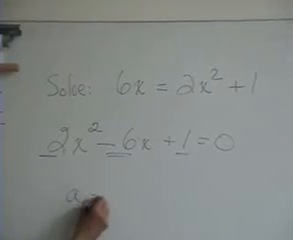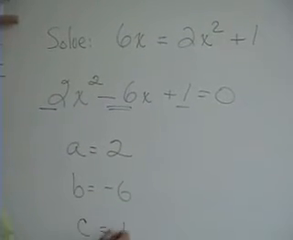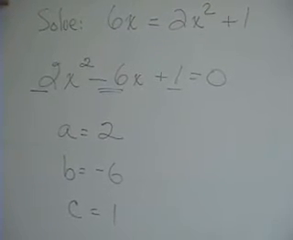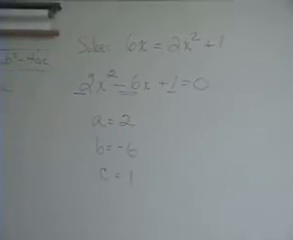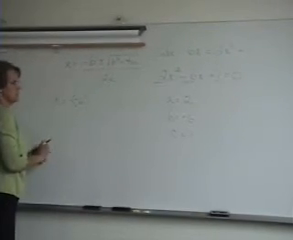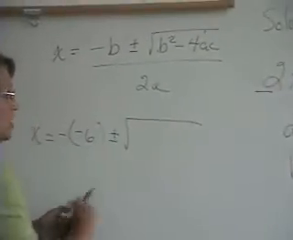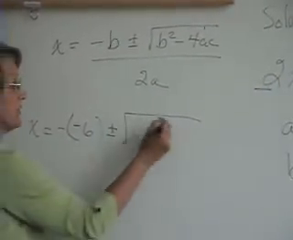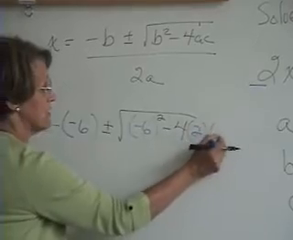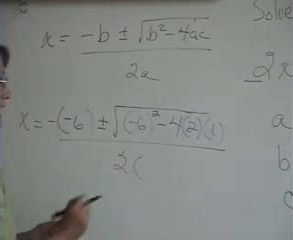So a is equal to 2. b is equal to negative 6. Remember to take the sign with it. And c is equal to 1. After I do this here, I'm going to come over here and substitute it in the formula. Remember, whenever we substitute, we're going to substitute our values by using parentheses. So x is equal to the opposite of -6, plus or minus the square root of -6, in parentheses, squared, minus 4 times a, which is 2, in parentheses, times c, which is 1, all over 2 times a, which is 2.